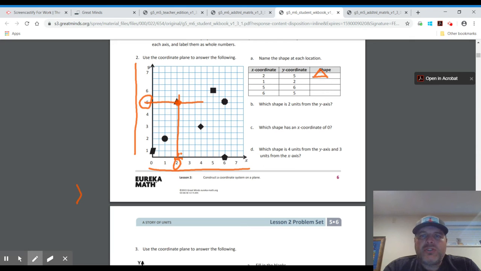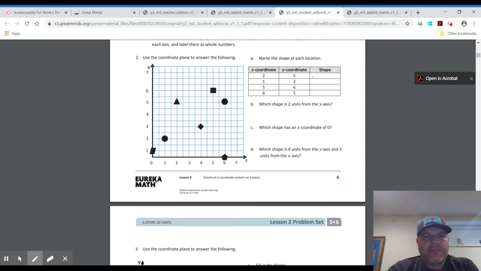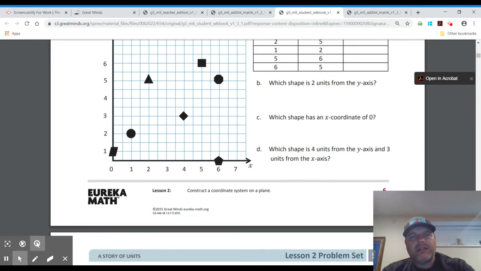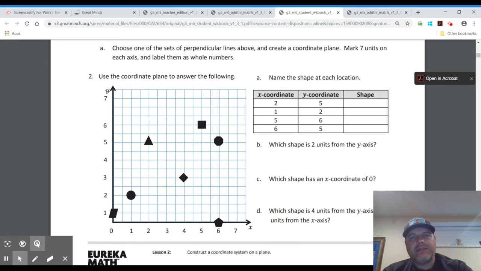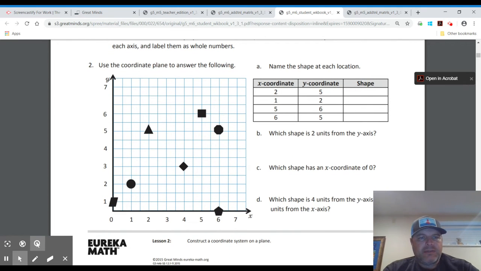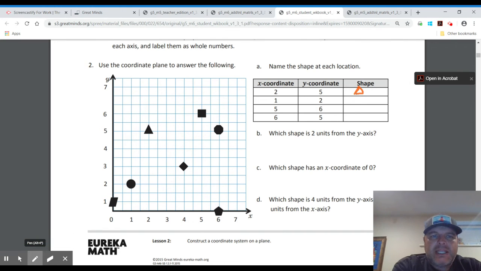Which shape is 2 units from the y-axis? So this is y. So this line, I'm going to erase this, okay, everybody? And then I'm going to try to make the screen bigger. Okay. Oh, there you go. Look at that. It's a little easier on the eyes. Okay. So let's go back to the pen. So we said that was a y. Okay. Now it wants an object that's 2 away from the y, the line of y.